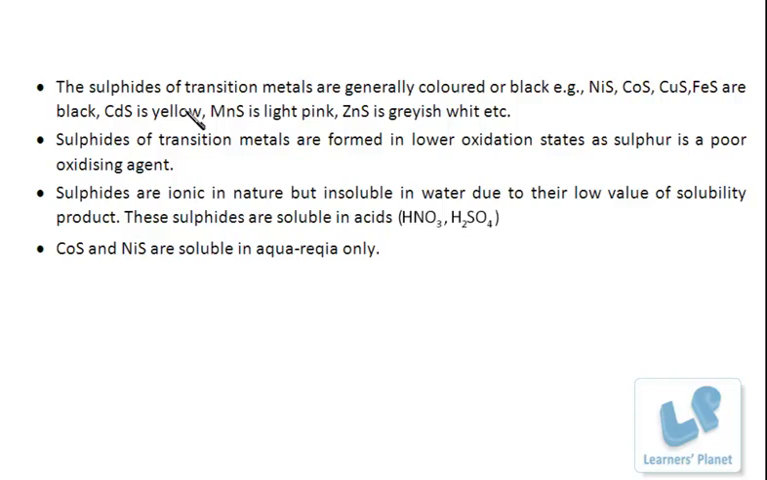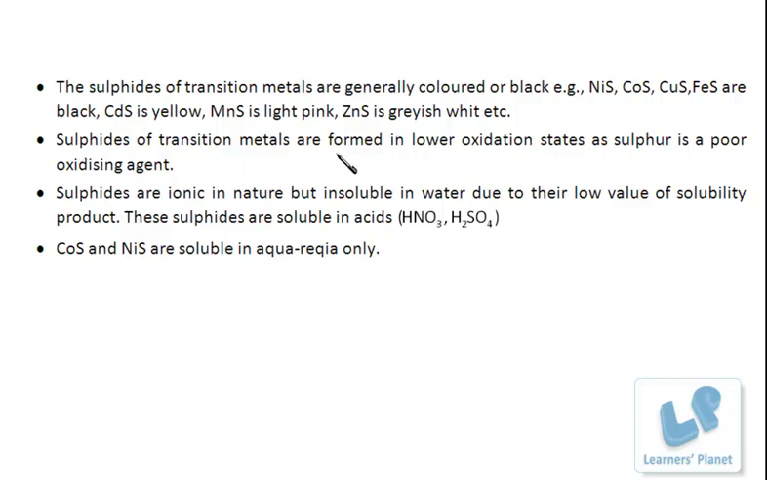The sulfides of transition metals are generally colored or black. Nickel sulfide, cobalt sulfide, cupric sulfide, ferrous sulfide are black in color, whereas cadmium sulfide is yellow, manganese sulfide is light pink, zinc sulfide is grayish white.